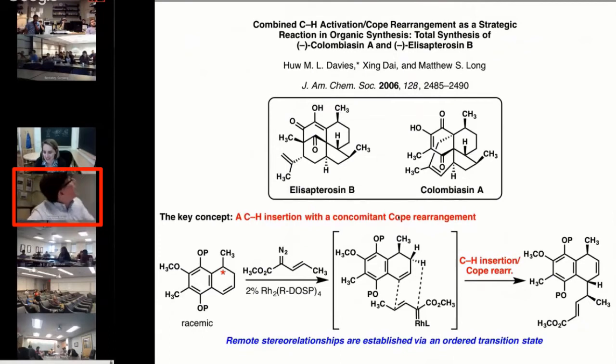So you can see that on the bottom half of the slide. So you can take hydrocarbons and react them with donor-acceptor carbenes, and you can get CH insertion reactions that are attended by Cope rearrangements. So it's a really interesting and non-obvious way to establish remote stereo relationships through a process that clearly has an ordered transition state. And I want to show one additional example before I show you something from my lab. So next slide.